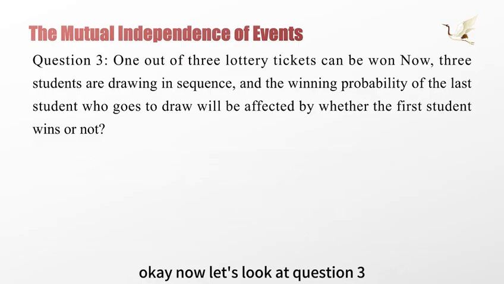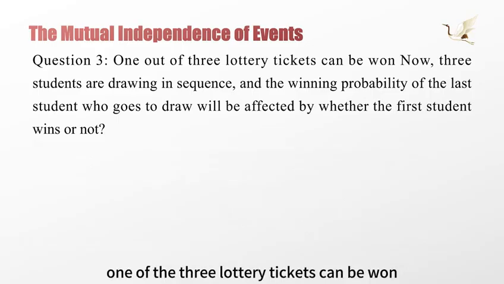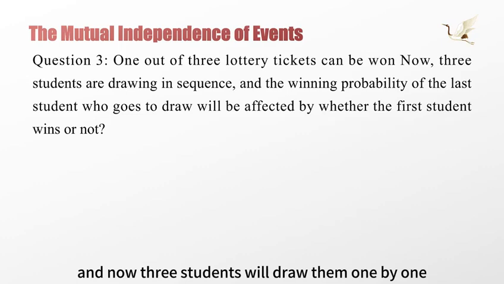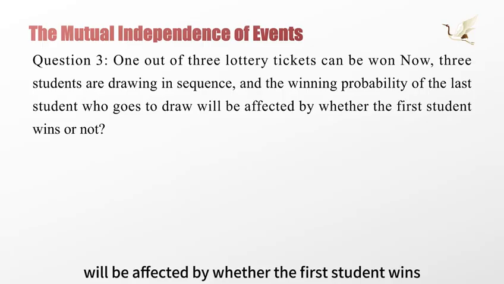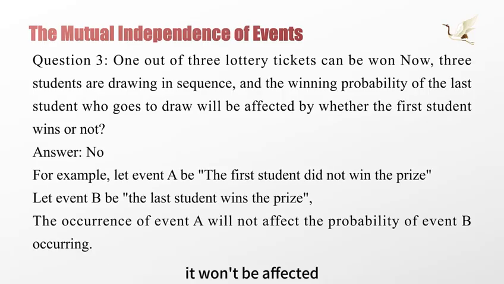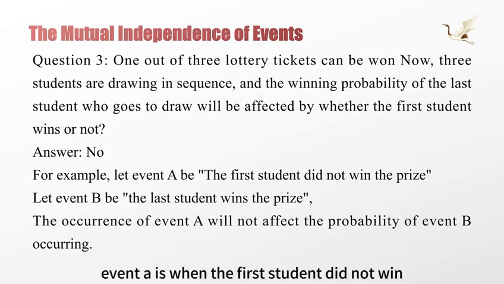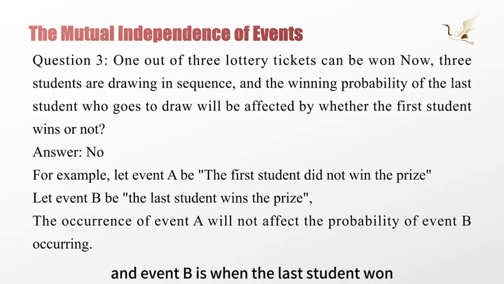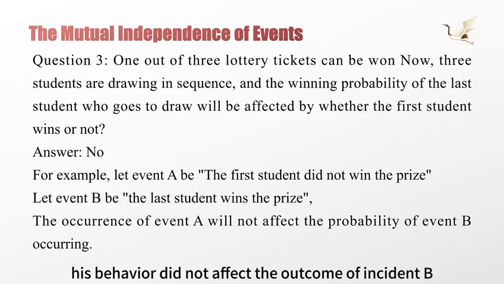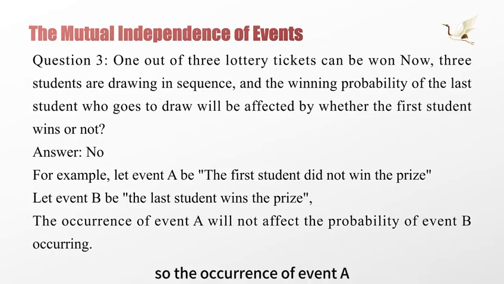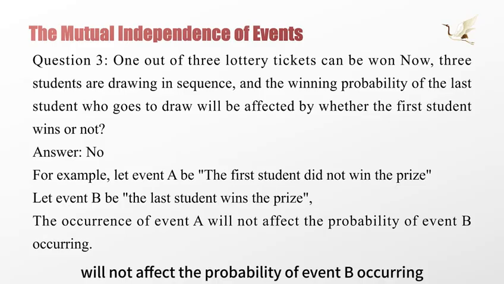Okay, now let's look at question 3. Question 3 is very similar to question 2, just one word apart. One of the 3 lottery tickets can be won, and now 3 students will draw them one by one. May I ask if the winning probability of the last student to draw will be affected by whether the first student wins or not? It won't be affected. For example, event A is that the first student did not win, and event B is that the last student won. Because the student in event A had to return the lottery ticket after drawing it, his behavior did not affect the outcome of event B. So the occurrence of event A will not affect the probability of event B occurring.